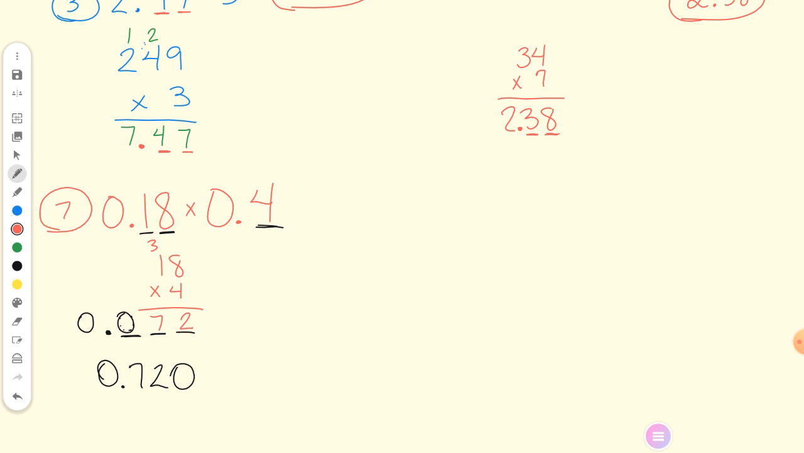Now, let's check, and again, that's wrong. I'm going to write this out. 0.072. Remember, if we don't have a whole number, just put in a 0.